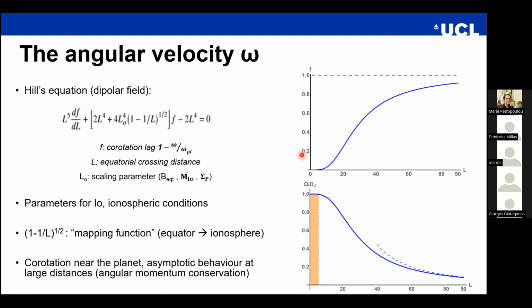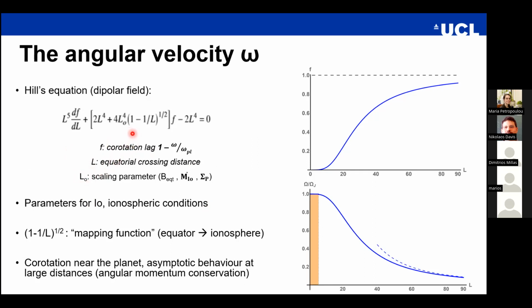This was given, if you consider again a dipole, by this equation. Here, the important parameters are L, the equatorial crossing distance, or the distance along the equator, and the corotation lag F. This F quantifies how much slower the plasma is rotating compared to the angular velocity of Jupiter. And L0 is a parameter that just scales the distances to planetary units to have a nice reference point.